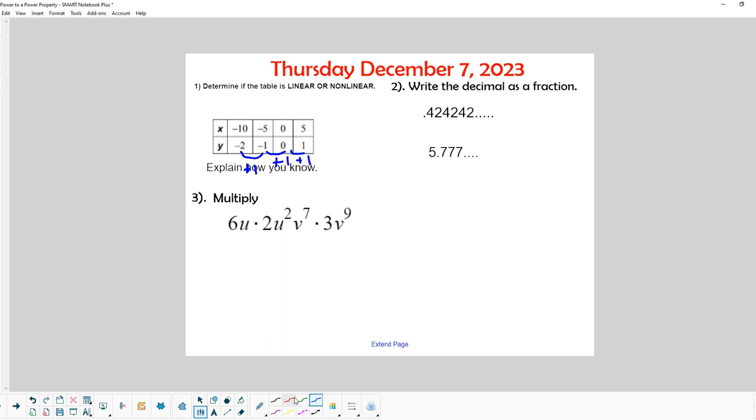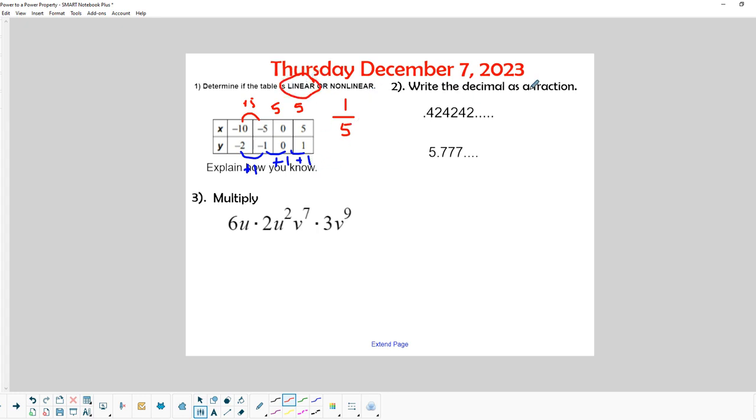So that's a constant rate of change there. But that constant rate has to also be going in the x direction. So -10 to -5, increase of 5. -5 to 0, that's a bump up of 5. And 0 to 5, another bump up of 5. So basically what we're saying is this table has a constant rate of change of 1/5, or a slope of 1/5. And so that would be linear.